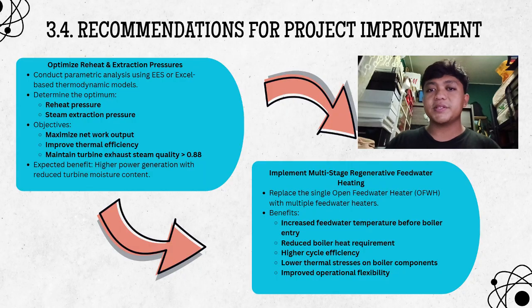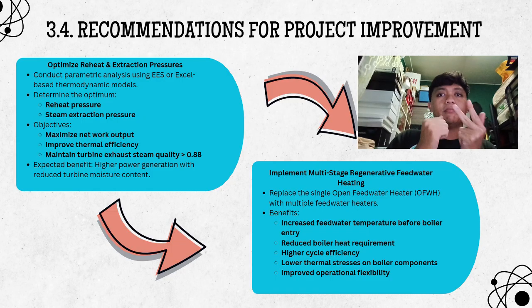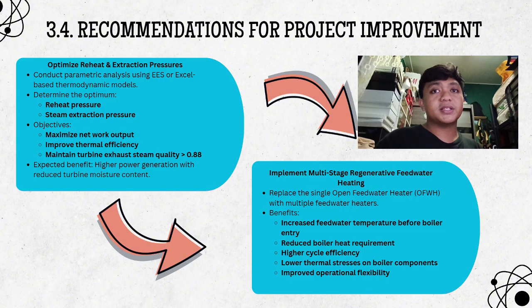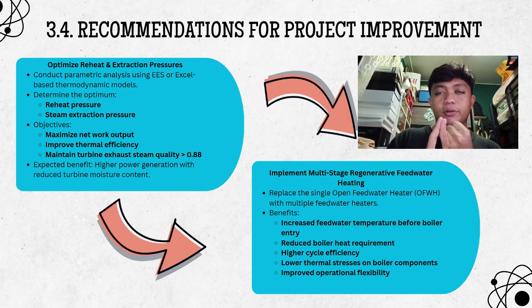more efficiently and safely. Recommendations for project improvements for our researchers: number one is to optimize reheat and extraction pressure, where it conducts parametric analysis using EES or Excel-based thermodynamics models, to determine the optimum reheat pressure and steam extraction pressure. The objective of this recommendation is to maximize the net work output, improve thermal efficiency, and maintain turbine exhaust steam quality, which is more than 0.88. The expected benefit for this recommendation is higher power generation with reduced turbine moisture content.